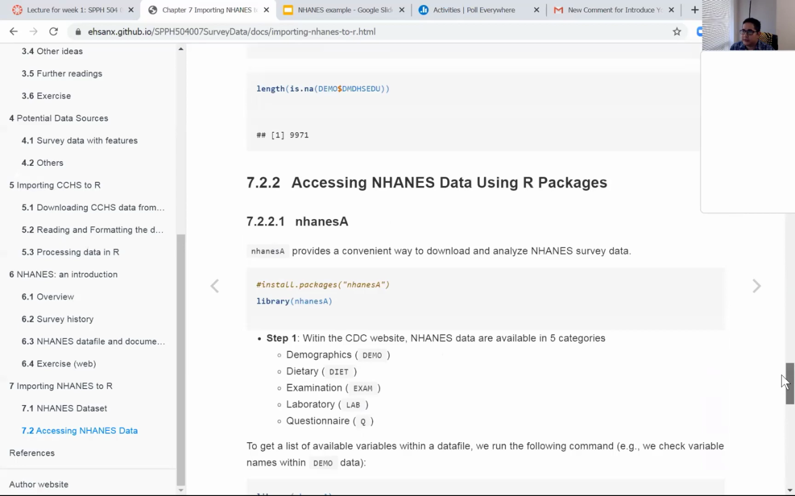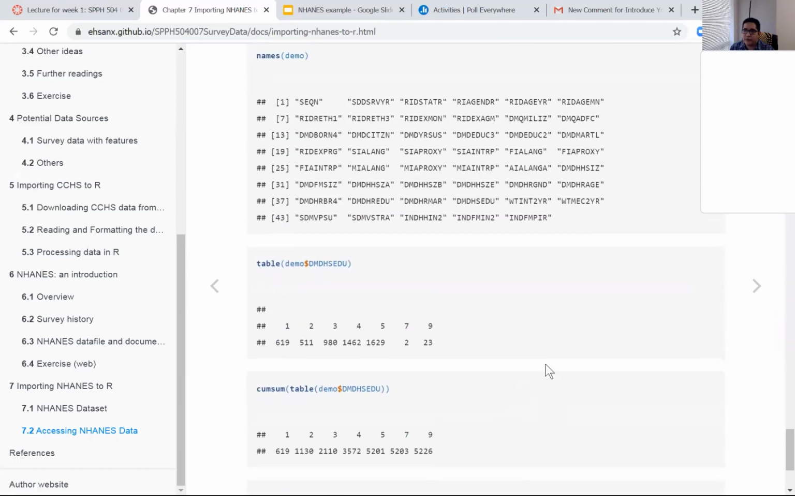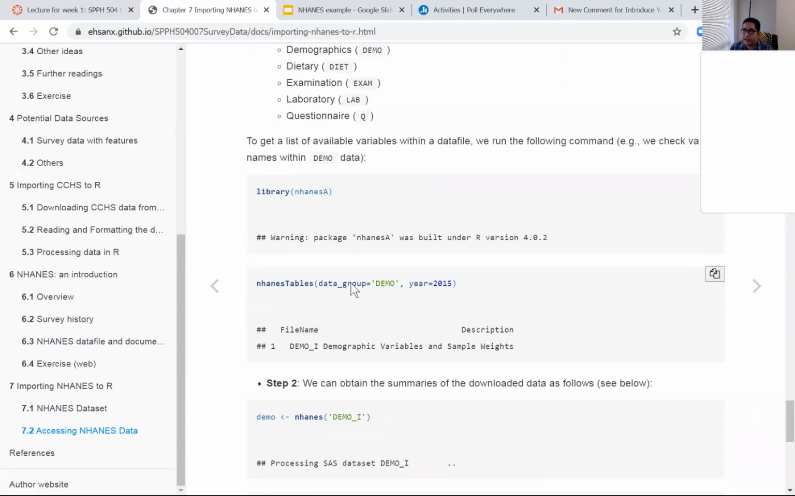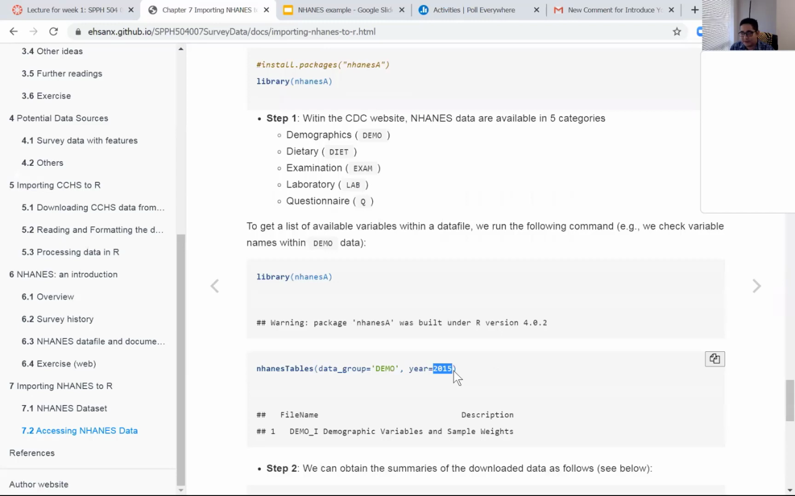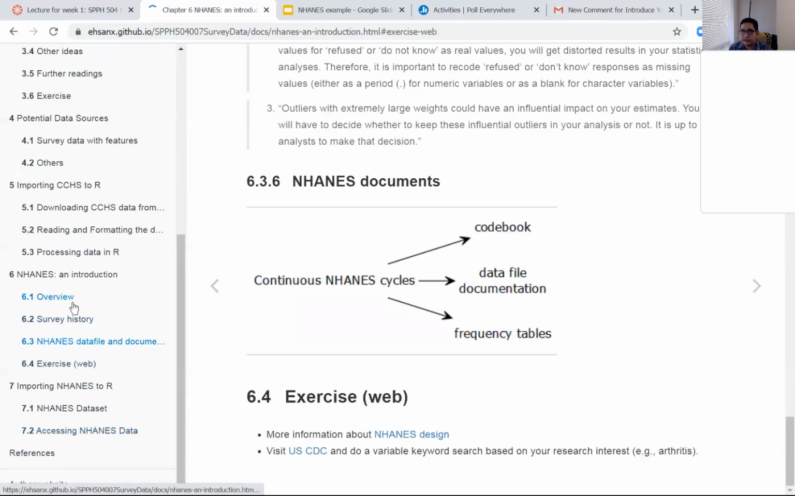There is an R package called Enhance A, and there is another package called R Enhance. If you specify your parameters correctly, if you just specify which year data you want to download, you can download that in one command. So that is that simple. And I think it is a very good idea to go through this enhanced introduction section as well. That will give you some idea about how the documentations and the data are structured.